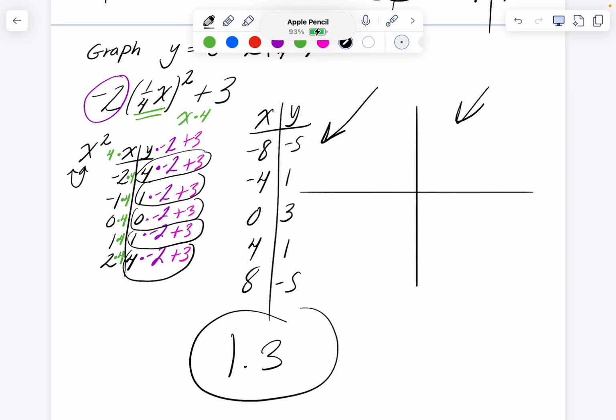Hopefully next time I'll have a packet printed with the exercises so that you can use that instead of your Chromebook. But today, still no.